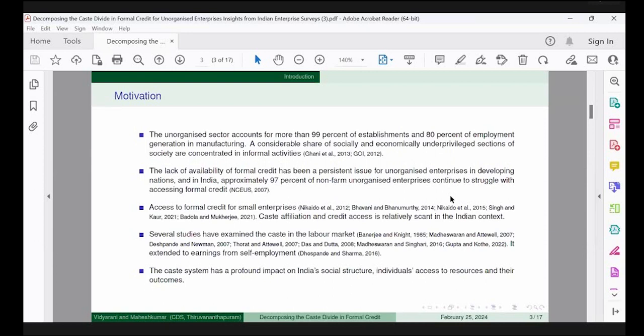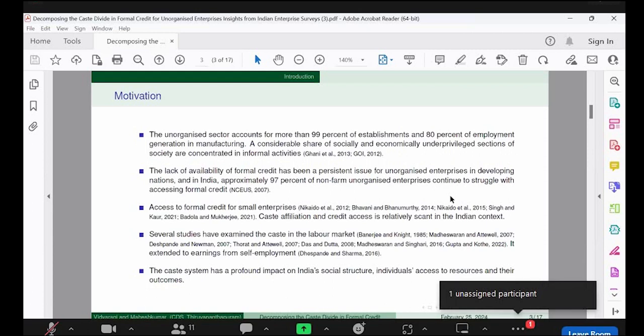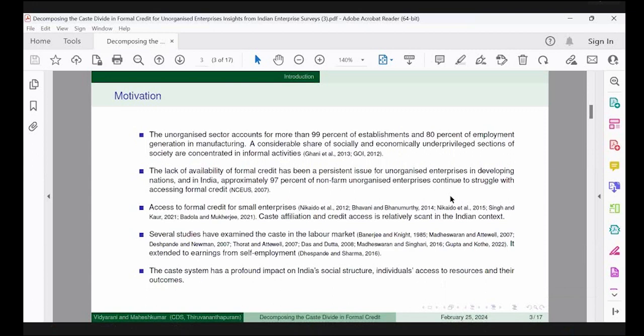But when it comes to the caste aspect, we can see a whole lot of studies examining how caste affects labor market outcomes, earnings from self-employment, education, and marriage. There are lots of studies discussing these aspects. But how the caste affiliation of an entrepreneur affects access to credit for unorganized enterprises is relatively less studied in the Indian context. So our primary aim in this research work is to examine the caste and credit relationship.